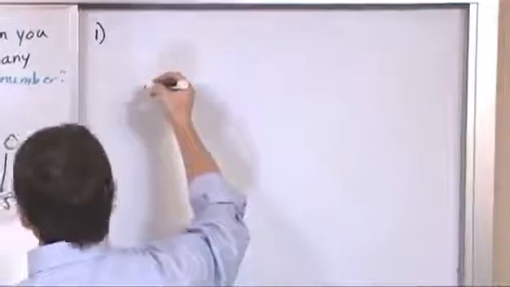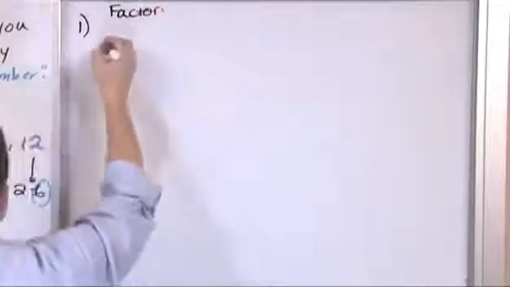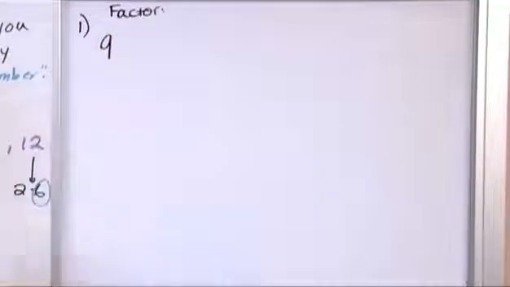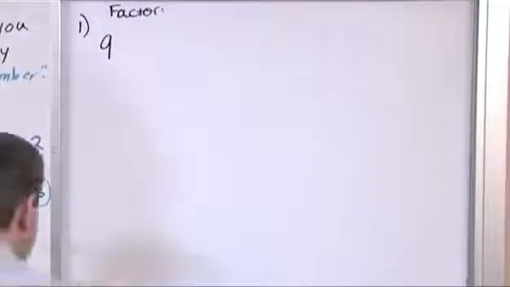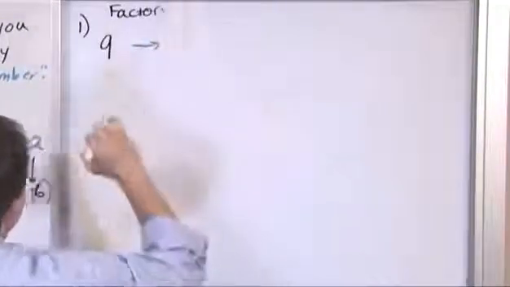Let's go ahead and find the factors. So I'm going to write the word factor. The factors of the number 9, let's say. How do you find the factors of the number 9? Well, there's a lot of different ways to do it, but in the beginning here, probably the easiest way to do it is just try to figure out what numbers can be multiplied together to give you a 9.